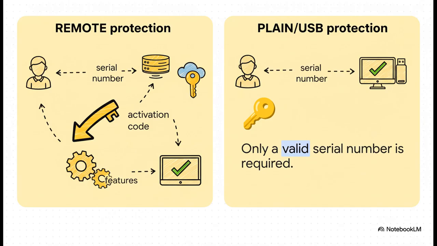On the left, with remote protection, your user needs two things: the serial and an activation code. And here's the key takeaway. The activation code is the boss. Whatever features it has will always stomp on anything in the serial.